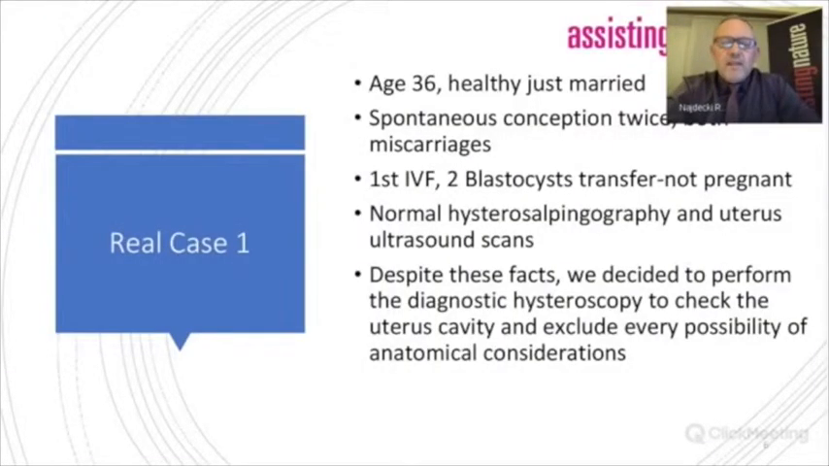Our first real case: a woman aged 36, healthy, with spontaneous conception twice, both ending in miscarriages. First, 2 blastocysts were transferred without pregnancy. Normal hysterosalpingography and uterine ultrasound scans. Despite these facts, we decided to perform a diagnostic hysteroscopy to check the uterine cavity and exclude every possibility of anatomical considerations.